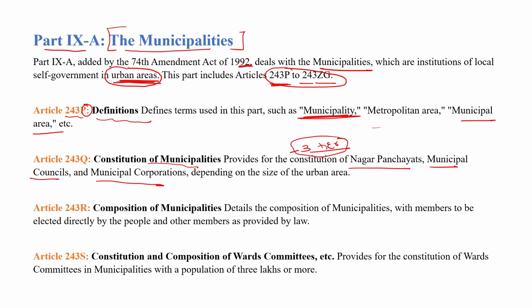If a village has recently been converted into a town, then the Gram Panchayat will be removed from this particular village, and the Nagar Panchayat replaces the Gram Panchayat. The Nagar Panchayat is at the lower level in the urban area, the municipal council at the intermediate level, and the municipal corporation is at the upper level of the urban area.